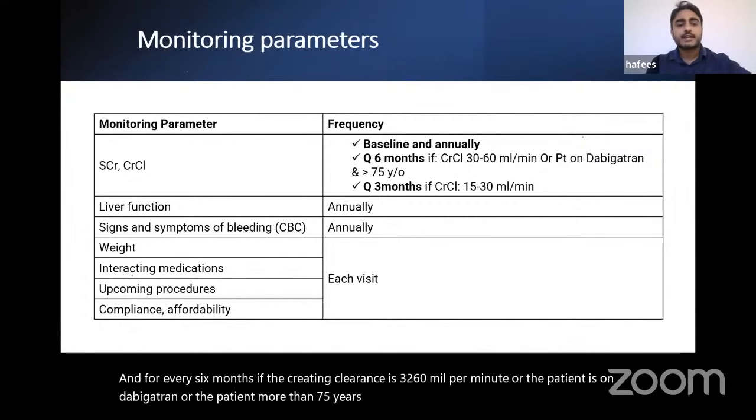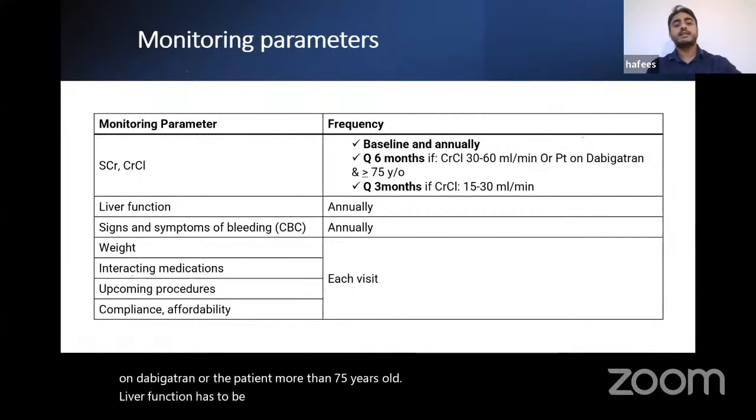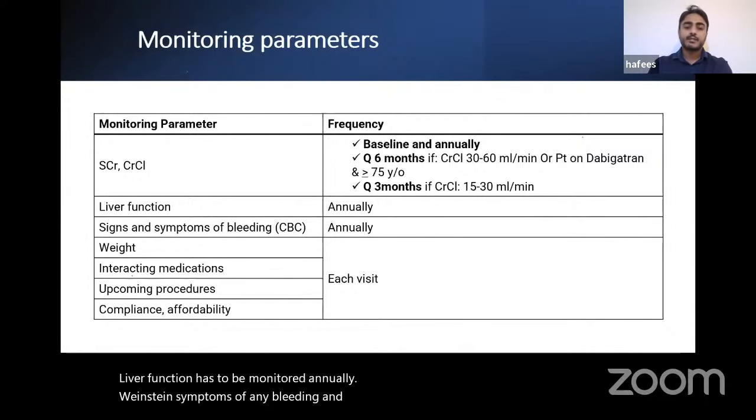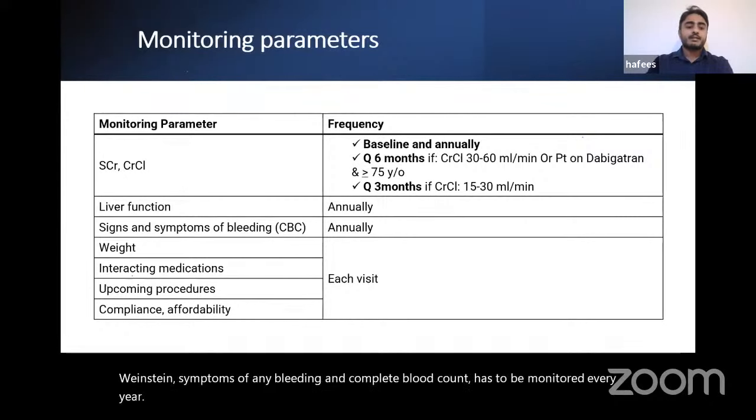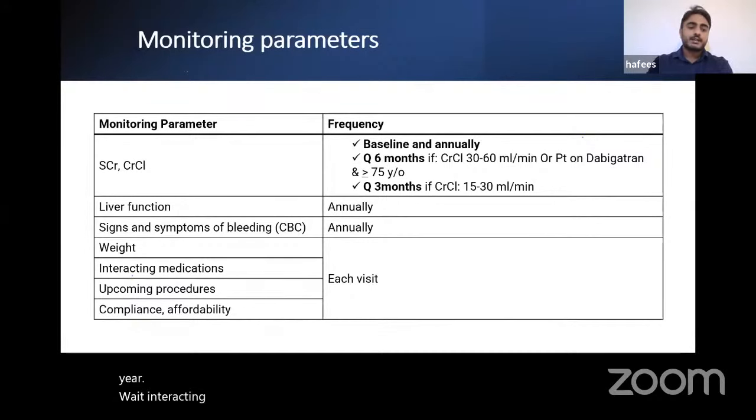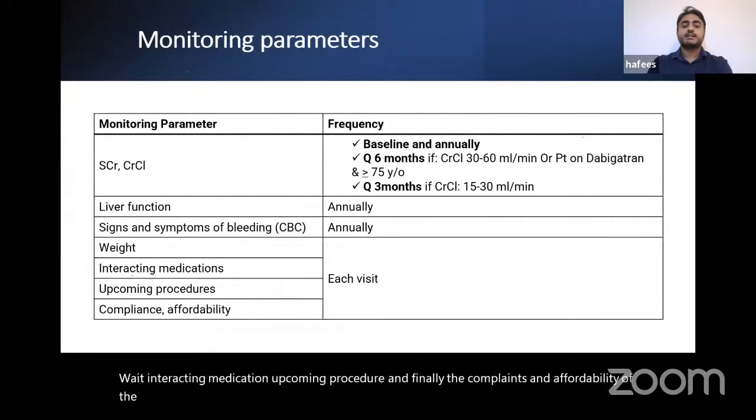And liver function has to be monitored annually. Signs and symptoms of any bleeding and complete blood count have to be monitored every year. Weight, interacting medication, upcoming procedure, and finally the compliance and affordability of the medication have to be checked with the patient at each visit.